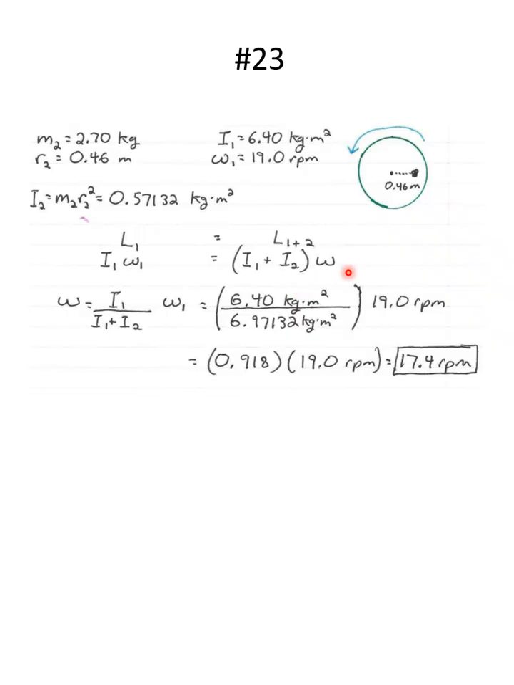And now we're just going to solve this for omega. So omega is I1 over I1 plus I2 times omega 1. We have I1 in the numerator. I1 plus I2, well, we solve for I2, add I1 to it, so 6.97. And so that forms a ratio there, times 19 RPM. And when you solve that, you get that it's moving at 91.8% how fast it was moving. So 0.918 times 19 RPM, and it's 17.4 RPM.